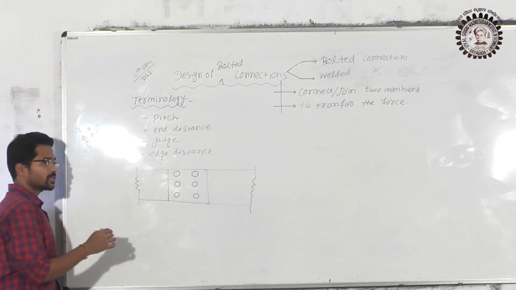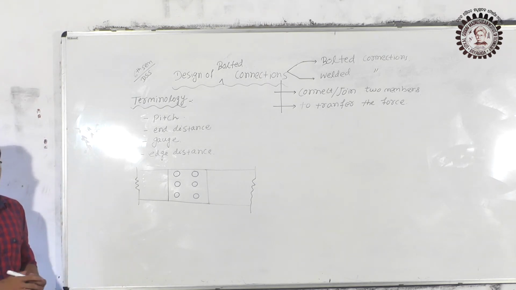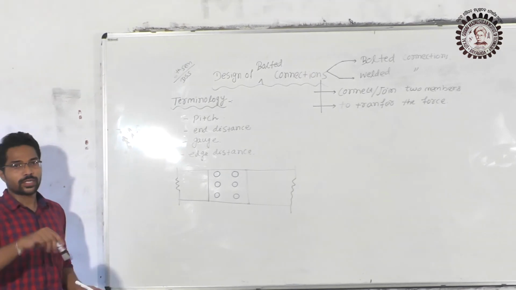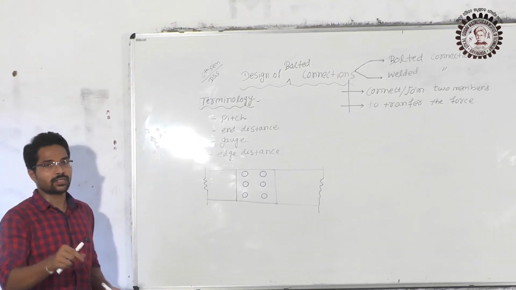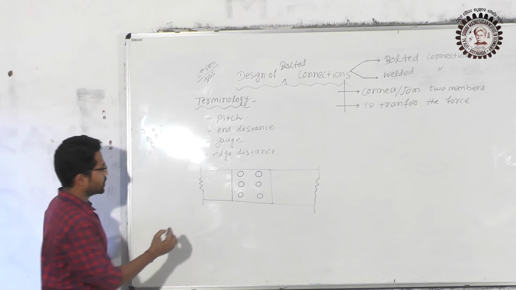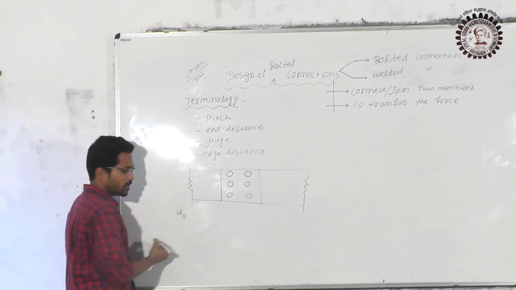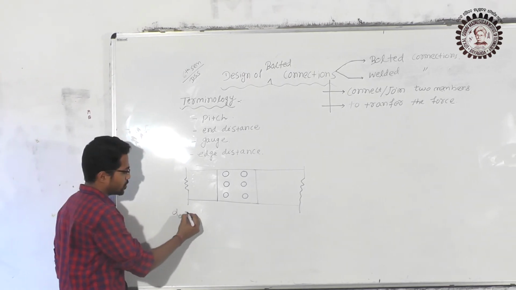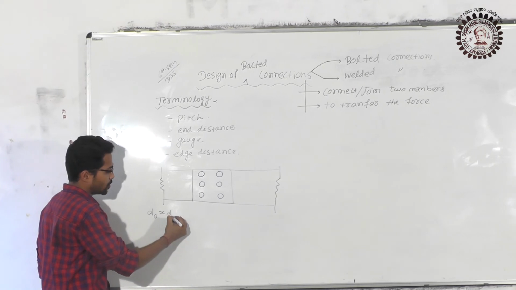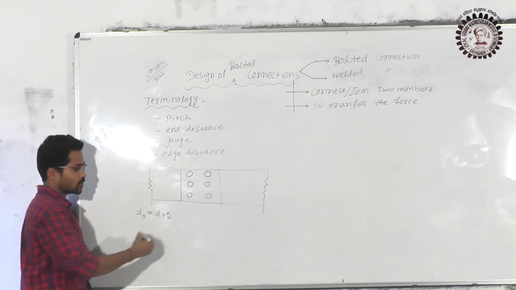Bolt hole means, obviously, to insert the bolt we have to first make the hole. That hole diameter is kept slightly larger than the diameter of the bolt. That means if D0 is the diameter of the hole, it is approximately equal to D plus 2 mm.